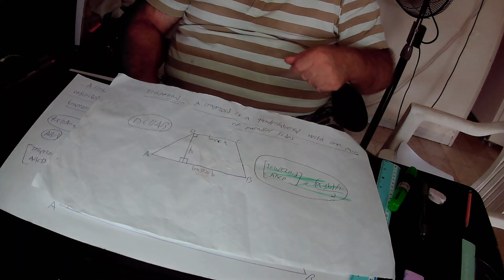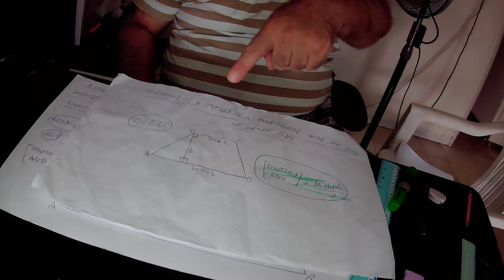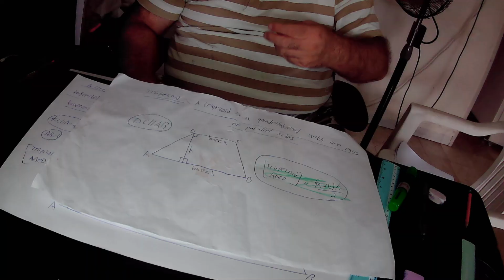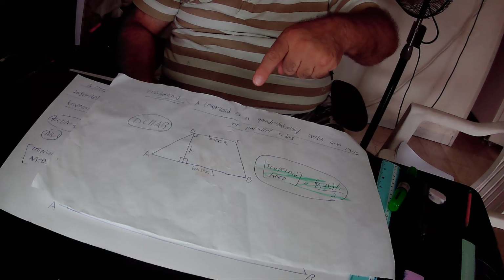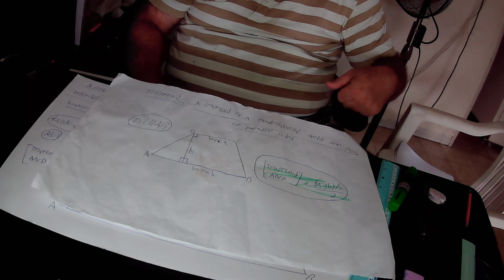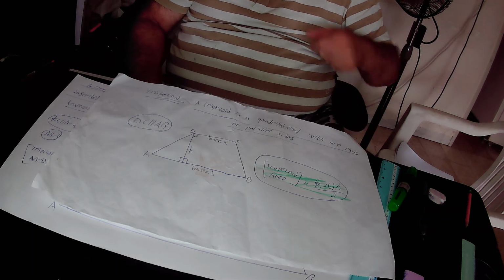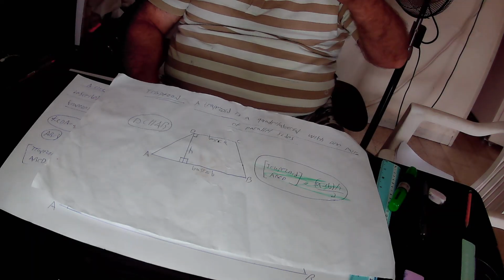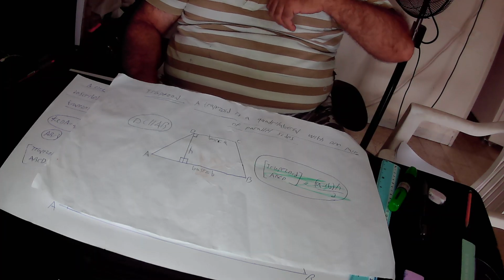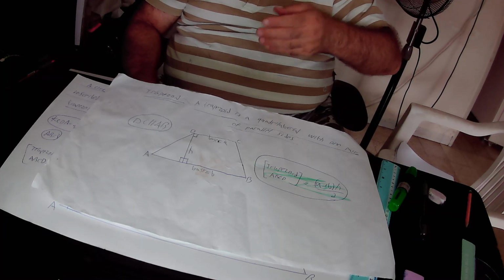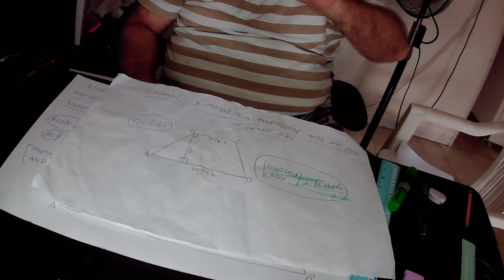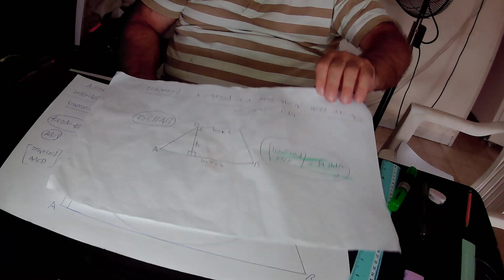If we define the length of base DC as A and the length of base AB as B, then the area of trapezoid ABCD will be equal to the sum of its two parallel bases, that is A plus B, times the height over 2. The height must create 90 degrees with its two parallel bases. So again, the trapezoid is a quadrilateral with one pair of parallel sides, and its area equals A plus B times the height over 2.